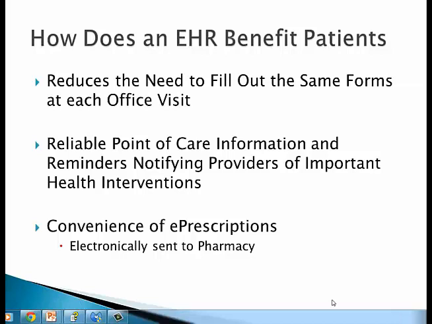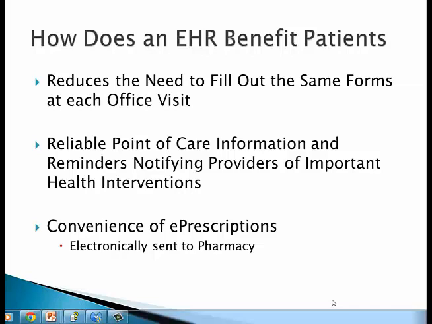Another benefit is reliable point-of-care information and reminders notifying providers of important health interventions. Again, we go back to the alerts, and notifying and what information needs to be shared and told to both the patient and the providers.